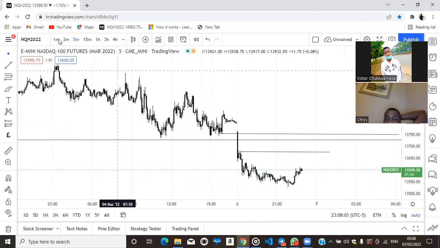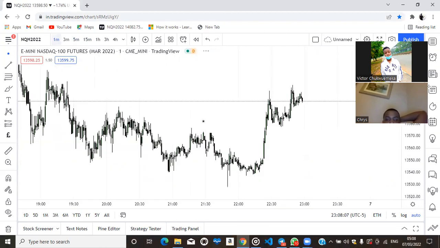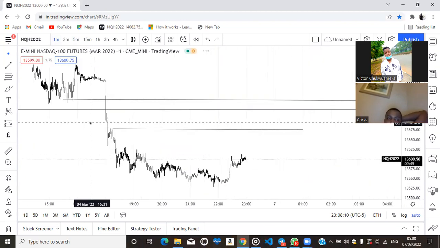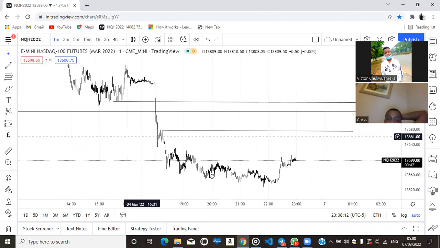You can go down to the 1 minute time frame. So let's take a look at how price moved on the 1 minute time frame last week, bro.